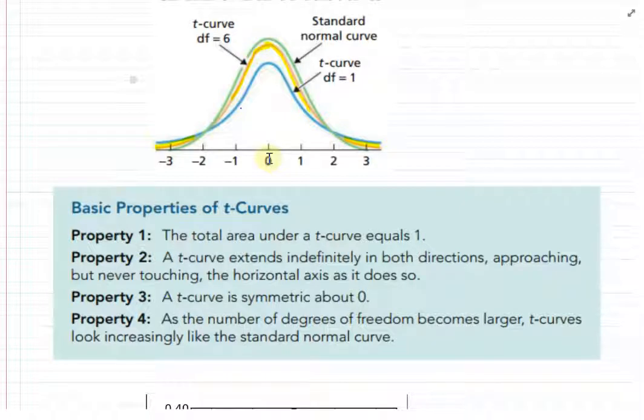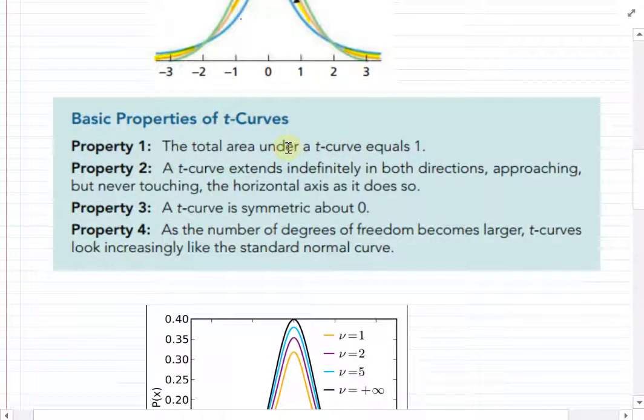And importantly again, as the degrees of freedom increases, the t distribution actually overlays with a standard normal distribution. So that means its standard deviation approaches 1 as degrees of freedom increases. Okay, but for low degrees of freedom, its standard deviation is actually slightly bigger than 1.